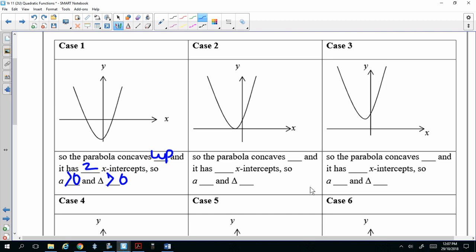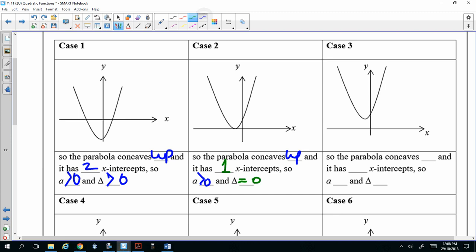So the parabola concaves up again. That means A is positive. How many x-intercepts does this have? 1. So Lisa, what's the value of discriminant? It has 1 x-intercept. 0. Very good. All right, next one.